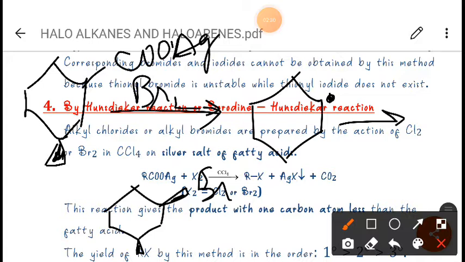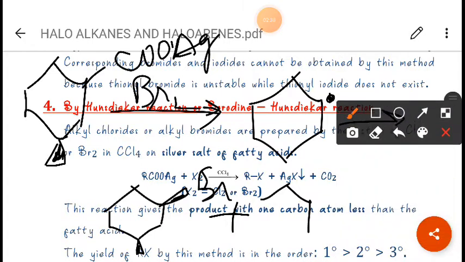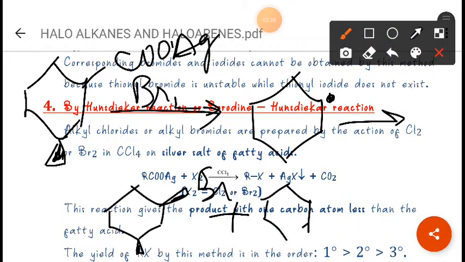Borodin-Hunsdiecker reaction. Here two products will form, one is this and another one will be this. One will remain as it is, and the other will be like this, with Br here. So this is called the Borodin-Hunsdiecker reaction, okay?